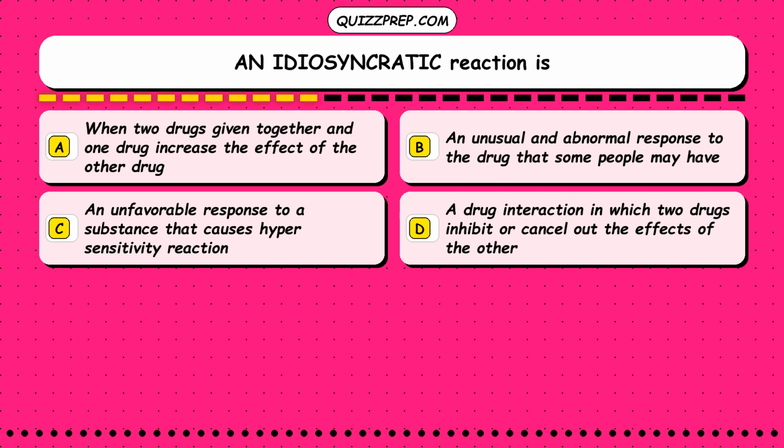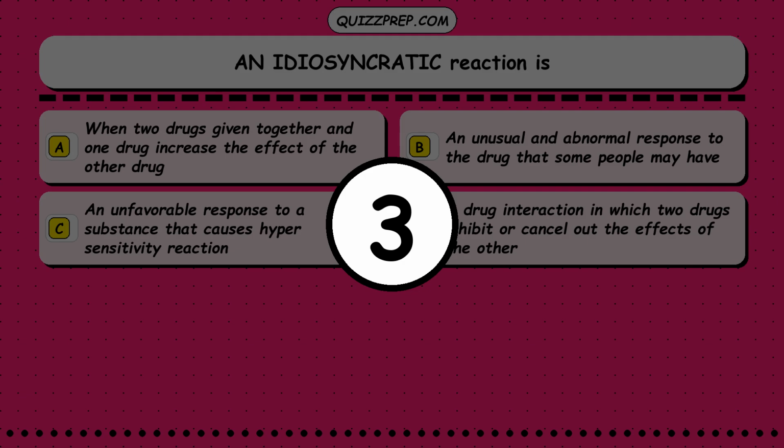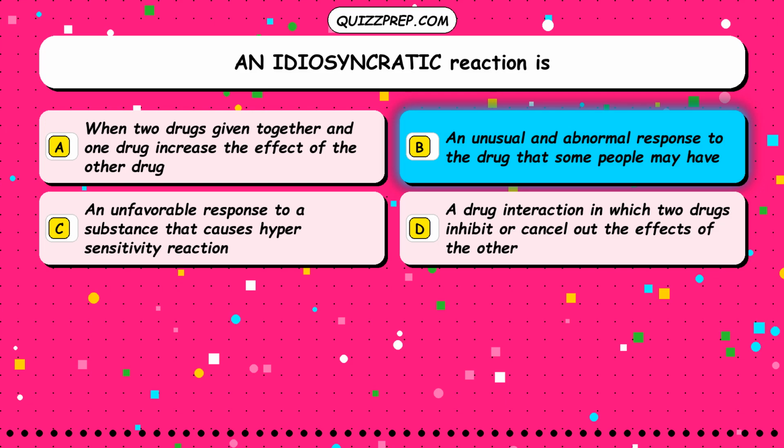Option C. An unfavorable response to a substance that causes hypersensitivity reaction. Option D. A drug interaction in which two drugs inhibit or cancel out the effects of the other. The correct answer is option B. An unusual and abnormal response to the drug that some people may have.